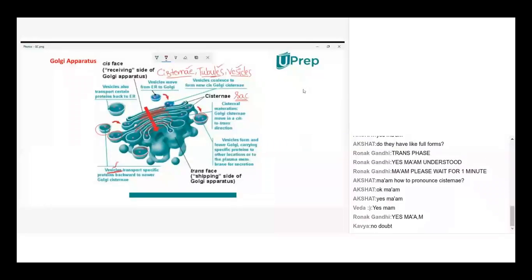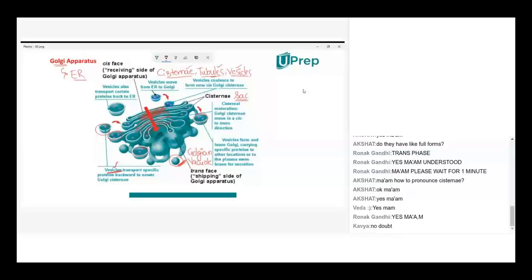We'll find one more extra structure in the Golgi apparatus, that is called Golgian vacuole. This is the fourth structure you will find only in the Golgi complex. So that's the structural difference between the endoplasmic reticulum and the Golgi complex. Only the Golgian vacuoles are absent in the endoplasmic reticulum, and we'll find them only in the Golgi apparatus.